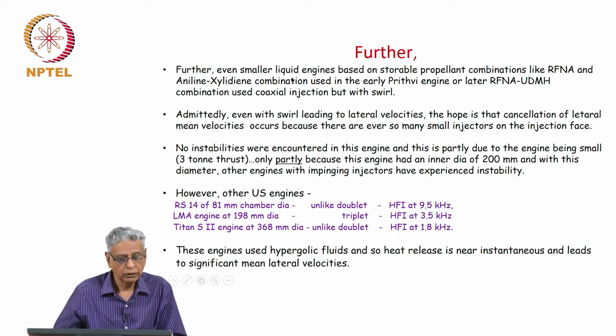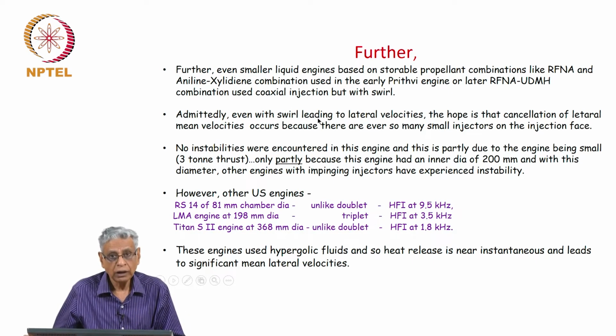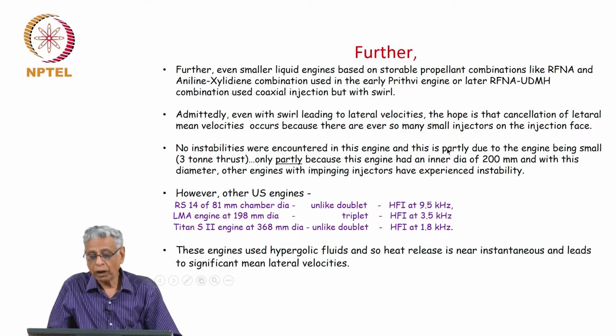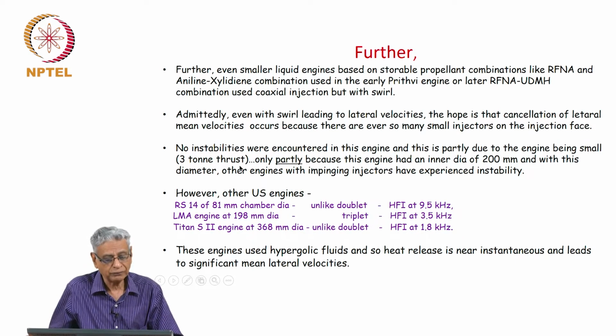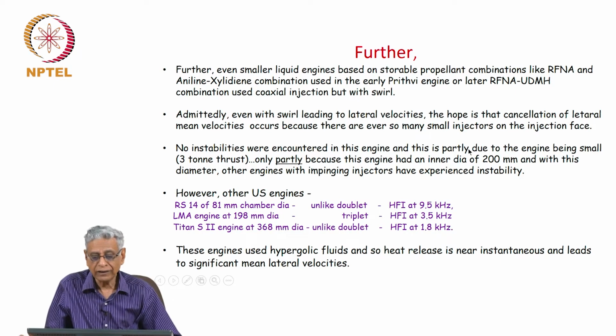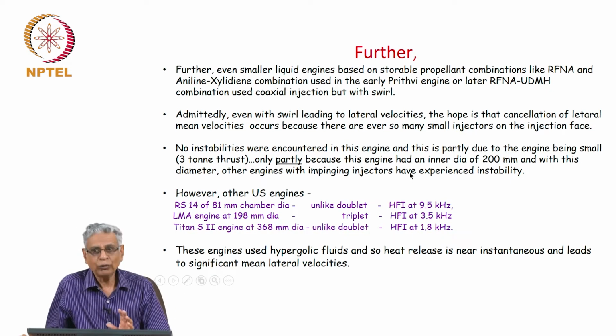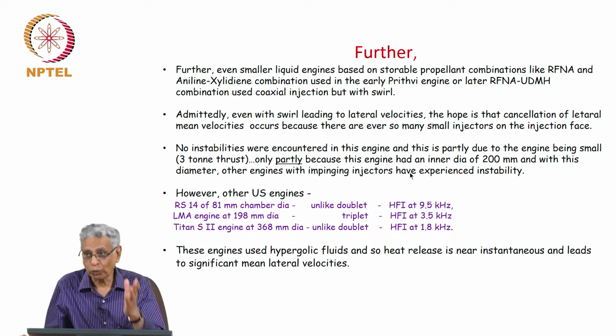That swirl. Admittedly, even with swirl leading to lateral velocities, the hope is that the cancellation of lateral mean velocities occurs because there are ever so many small injectors on the injection phase. And curiously, no instabilities were encountered in this engine, and this is partly due to the engine being small, pre-turn thrust. I say only partly because this engine had an inner diameter of 200 mm, and with this diameter, other engines with impinging injectors have experienced instability. It may look like I'm making impinging injectors the bad boys, but that's in fact true.